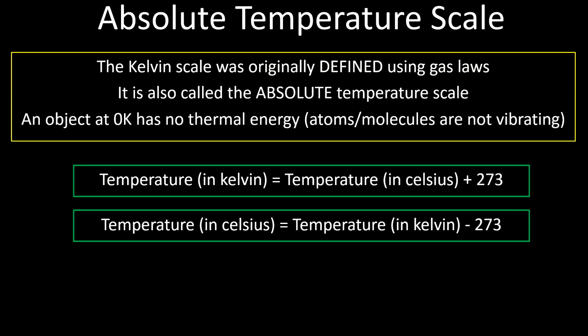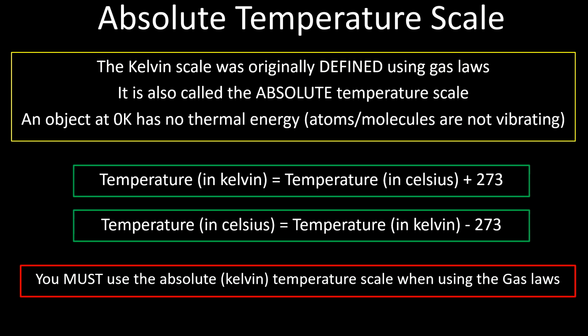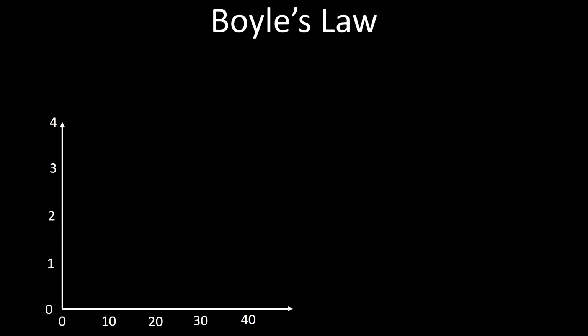So that means that a Kelvin temperature is always going to be a higher number than the corresponding Celsius temperature. Useful to remember. And again, the reason we're doing this is because if we don't, then none of our gas law equations will work. So you have to use the Kelvin temperature scale, the absolute temperature scale, when we are using the gas laws. Okay, so let's look at the laws themselves.